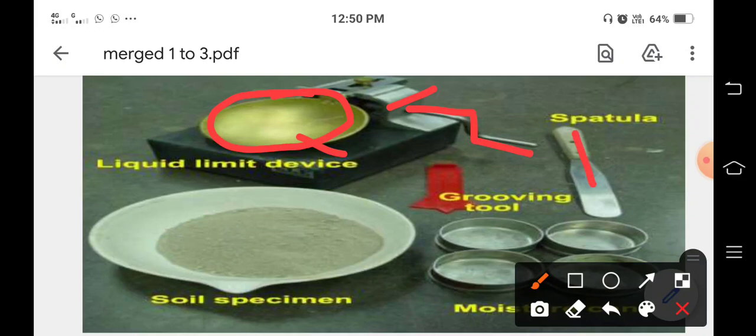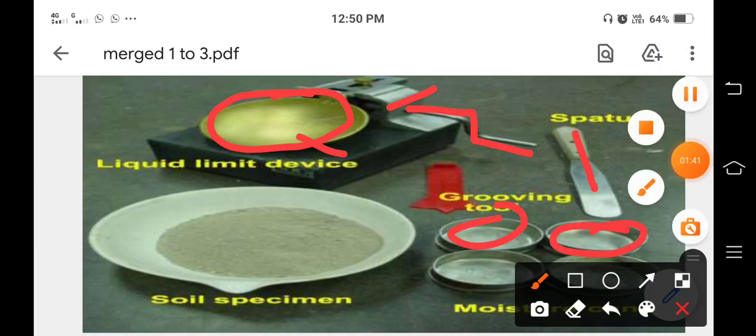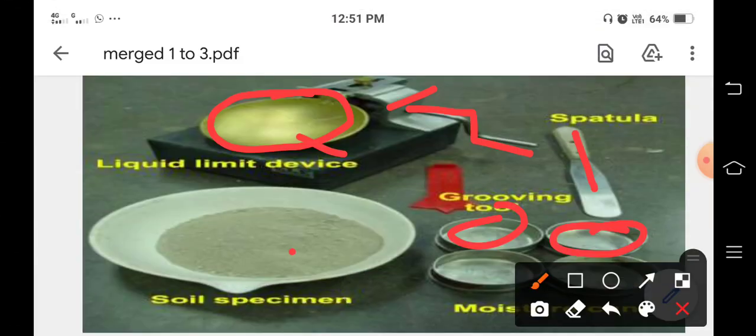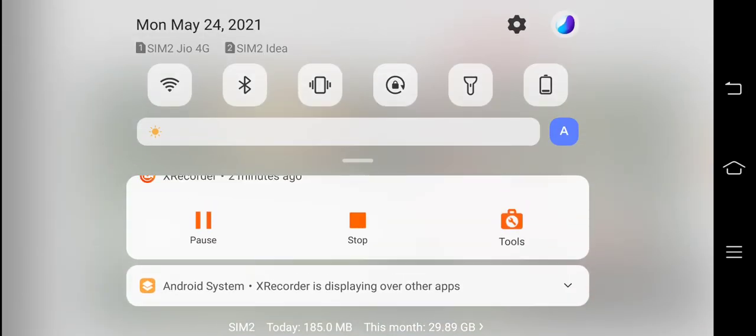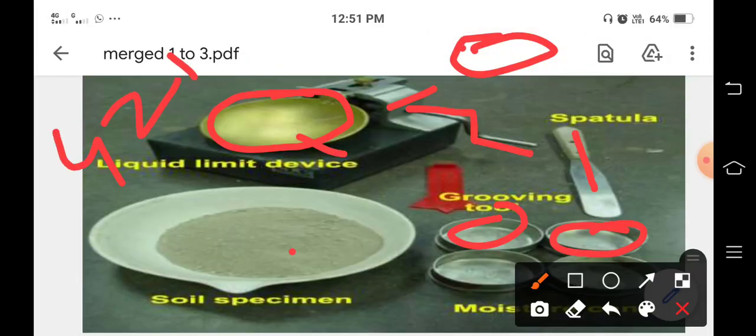Then this is called a spatula. These are the containers that are used to measure the water content. Then this is a soil sample. Here we are using the soil sample which passes through a 425 micron IS sieve. So here is one more apparatus that is used, the 425 micron IS sieve, which is generally used. And this red color apparatus is called a grooving tool.